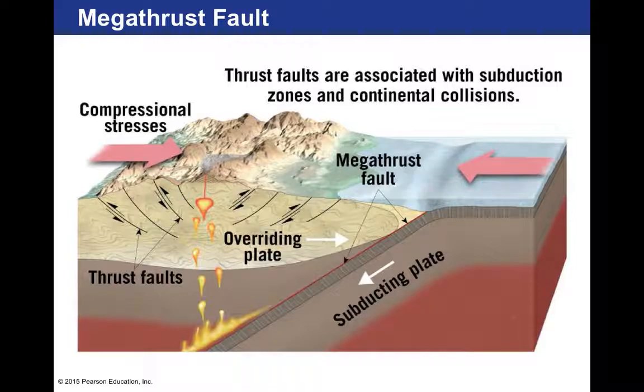This is another example of the type of boundary collision of plates that could cause an earthquake, and this is called a megathrust fault. It's essentially just when a subducting oceanic plate is going underneath the continental plate.